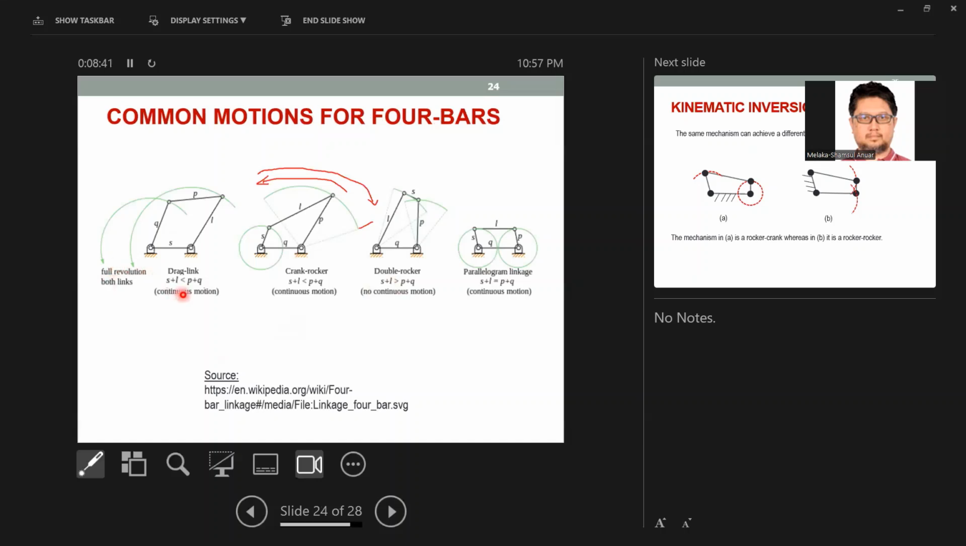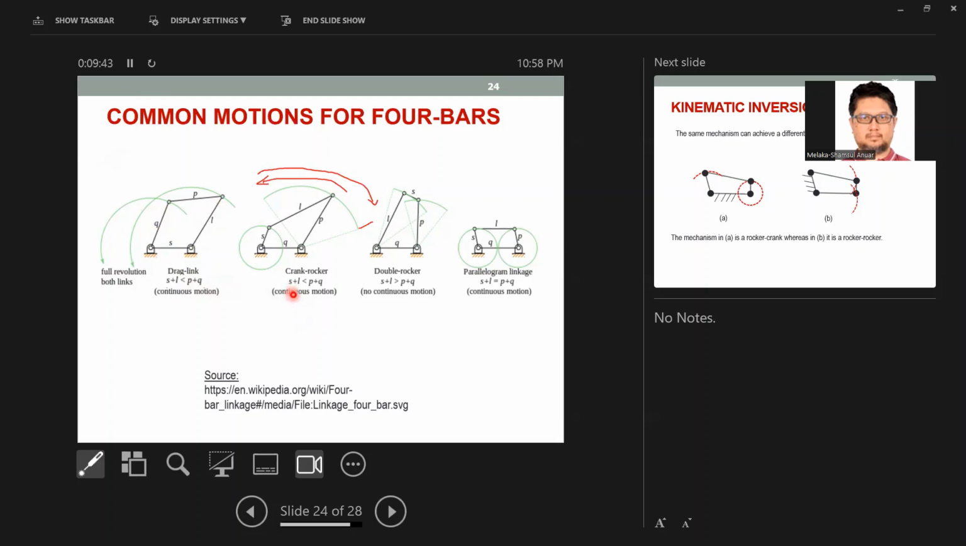Okay, these are some examples, but I'm not sure whether they are correct or not. Sometimes some corrections are needed. So the first one on the left here we call a drag link, where S plus L is less than P plus Q. We get this kind of machine with full revolution for both links. When I say a mechanism is Grashof, at least one link is able to rotate continuously. But in this case, there are two links that can rotate continuously, with full rotation. So that's good.